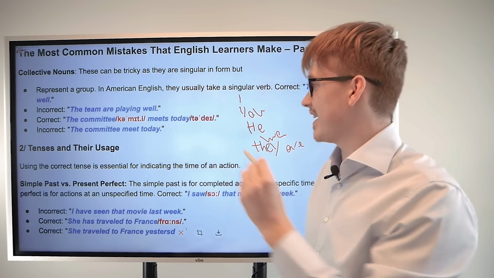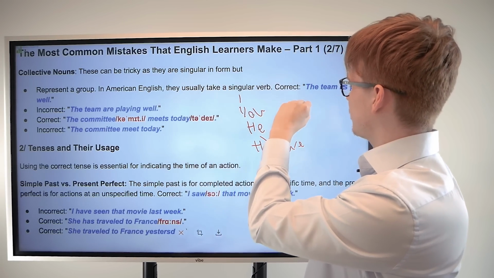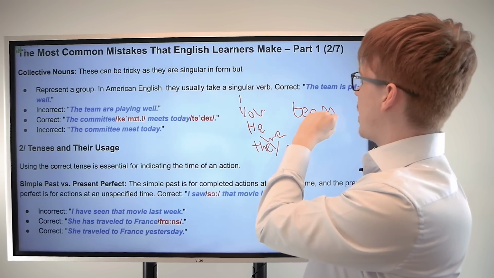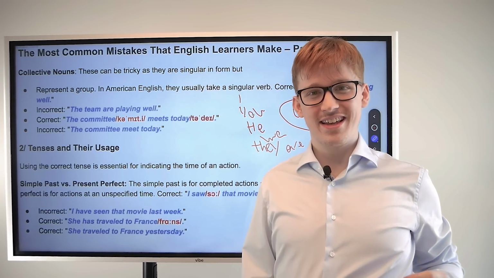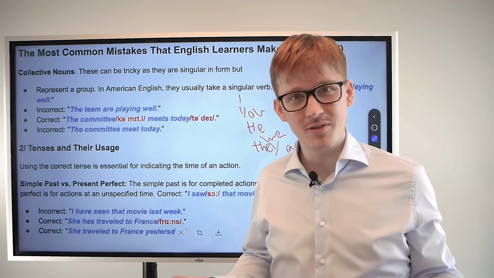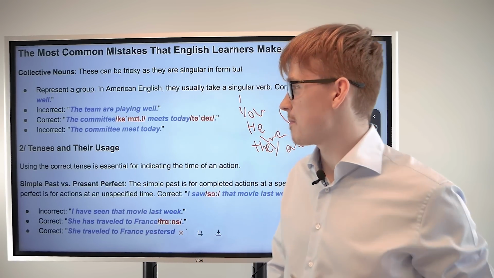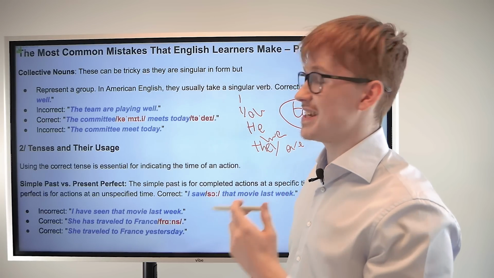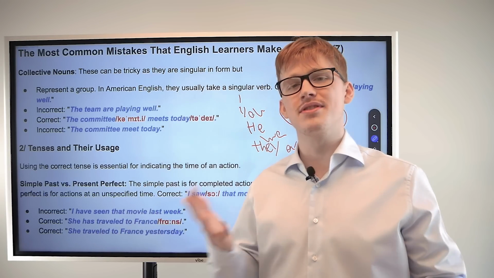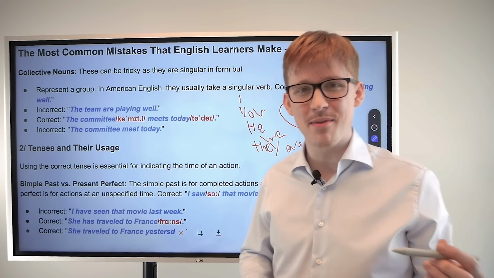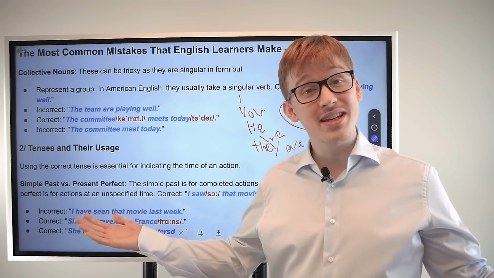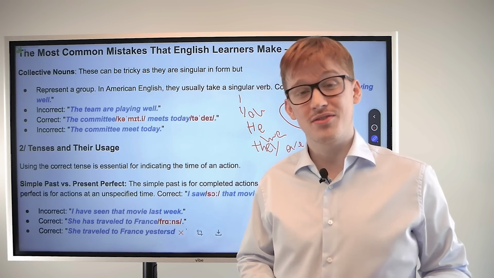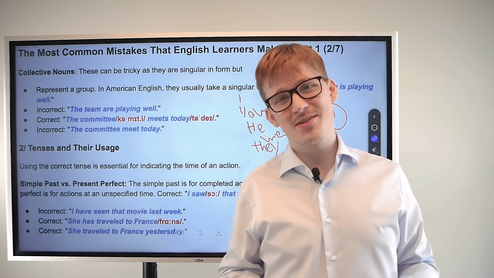Because what we are doing is that we can see the team and we're seeing it as one thing. We're not seeing it as a group of people. We're seeing it as just one thing. And in American English, they would say the team are playing well. So that's the difference there between British English and American English. And you can use either, it just depends on how you want to sound when you're speaking English.